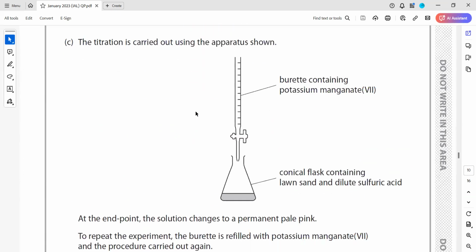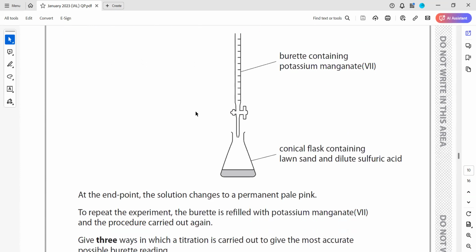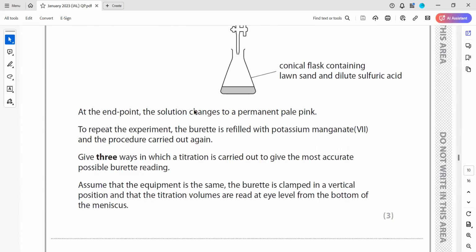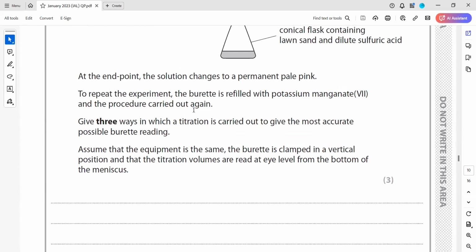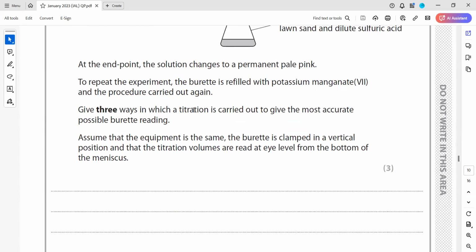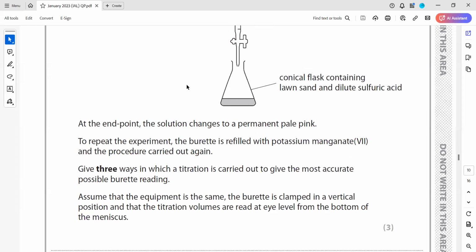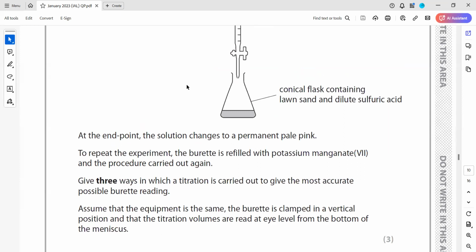The titration is carried out using an apparatus as shown, a burette containing potassium manganate and a conical flask. At the end point the solution changes to permanent pale pink. To repeat the experiment, the burette is refilled with potassium manganate and the procedure carried out again. Give 3 ways in which the titration can be carried out to give the most accurate possible burette reading. Assume the equipment is the same, the burette is clamped vertically, and the titre volumes are read at eye level.